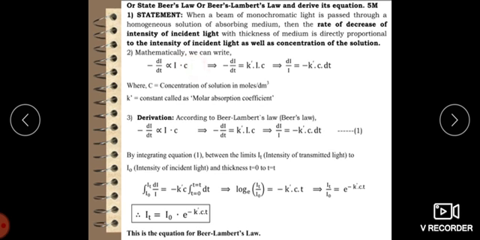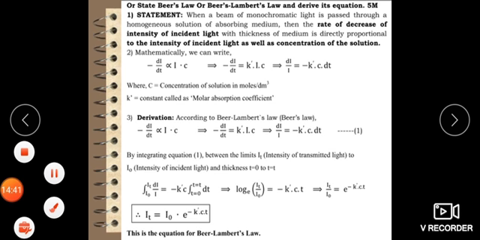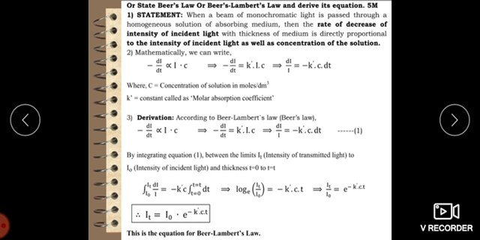Further, we can derive this similar to Lambert's law, and we get the equation It is equal to I0 into e raised to minus k dash ct. Here k dash is the molar absorption coefficient. By applying the integration to the equation, we get It is equal to I0 into e raised to minus k dash ct.